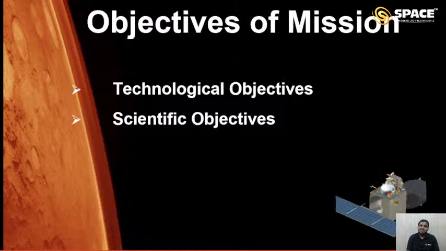Now if a mission is there, that means it will be having some objectives, right? So when we talk about objectives, the objectives of this Mars mission were divided into two parts. First one, technological objectives, and second one was the scientific objectives. Let me just simplify it.